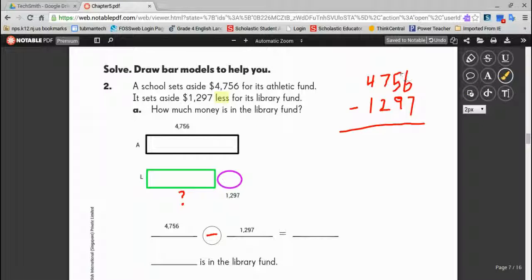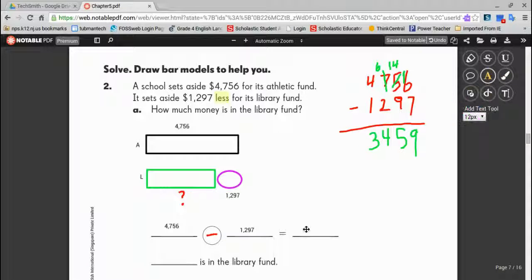Alright, 6 minus 7. Let's use a different color. Can't do it, so take one away. Take one of the 10s away, makes that a 4. Add one here, makes it a 16. 16 minus 7, well, that's a 9. 4 minus 9, can't do that because 4 is smaller. Take 100s away, makes it a 6. Add 1 here, makes it a 14. 14 minus 9, 14, 13, 12, okay, that's 5. 6 minus 2, 6, 5, 4. Well, that's 4. And 4 minus 1 is 3.